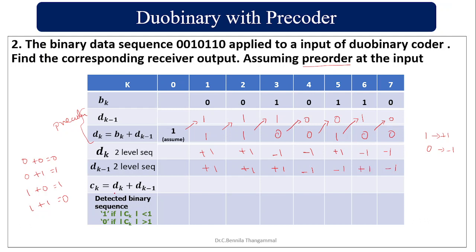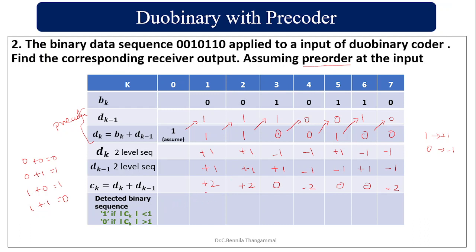Now we are going to get CK, whose formula is DK plus DK minus 1. So 1 plus 1 is going to be plus 2. Plus 1 plus 1 is going to be plus 2. Minus 1 plus 1 is going to be 0. Minus 1 minus 1 is going to be minus 2. So this is 0, 0, minus 2. This is the CK that we are going to transmit from the transmitter end.